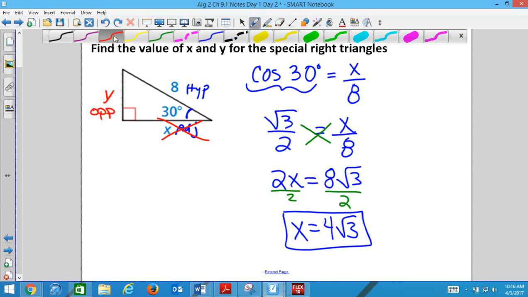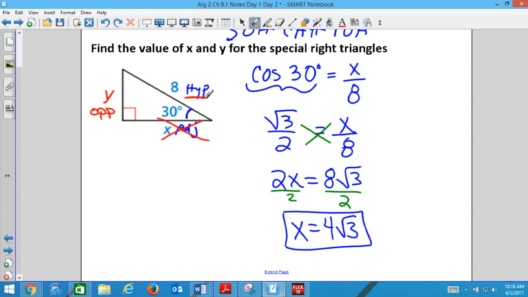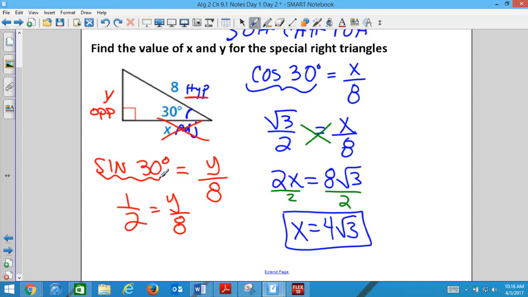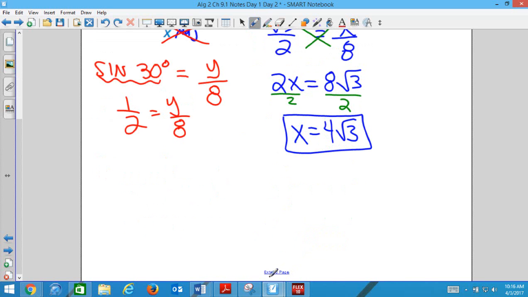So I'm going to use the one that's given to us along with the opposite. What uses opposite and hypotenuse? So we're going to do sine of 30 degrees is equal to y over 8. What's the sine of 30 degrees? 1/2 equals y over 8. So we take the sine of 30, make it a half, and we cross multiply. 2y equals 8. So y is 4.